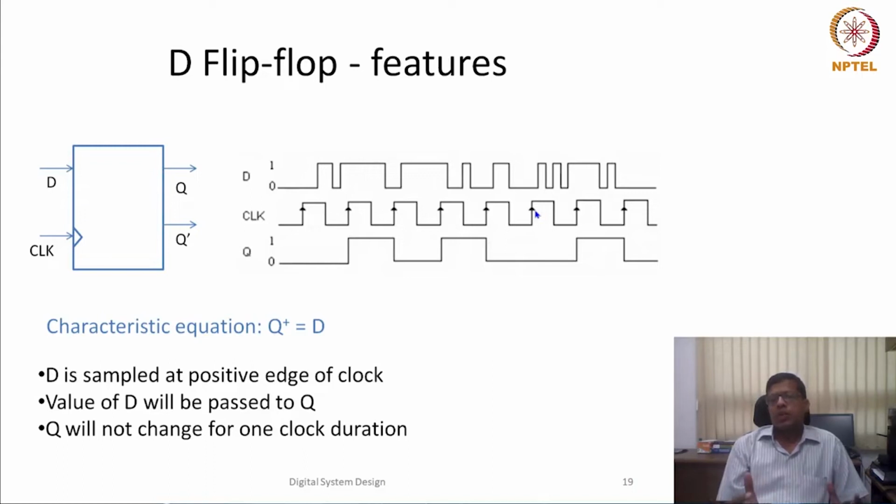You can question what is the utility of such a circuit which is so constrained. This constraint, that my output can change only at a fixed time, is putting some constraint on the input, but it is also making sure that my output will not change for one clock period. What does it mean? It means that this output can also be given as an input to some other circuit. So let's take an example of an addition.